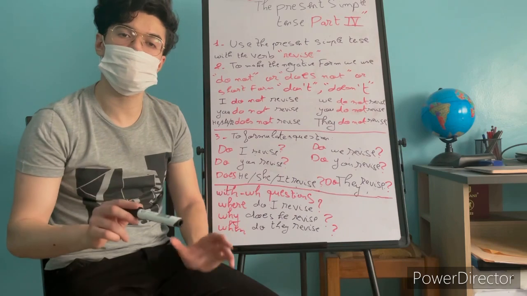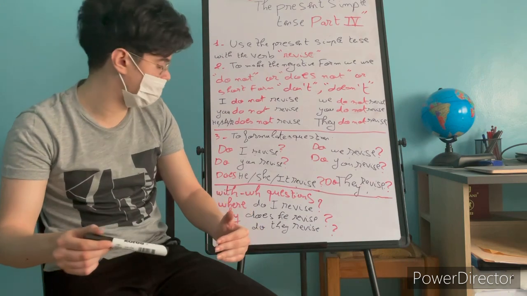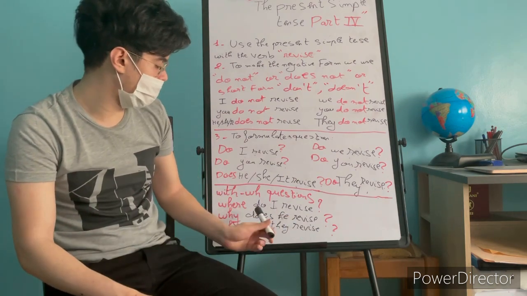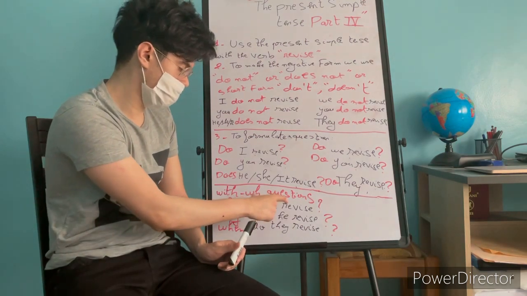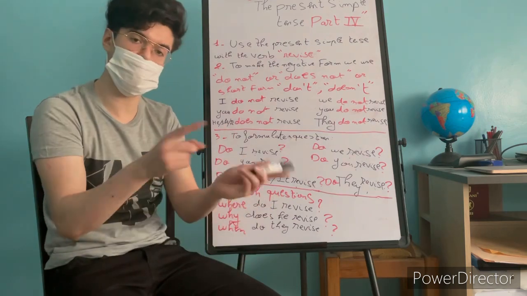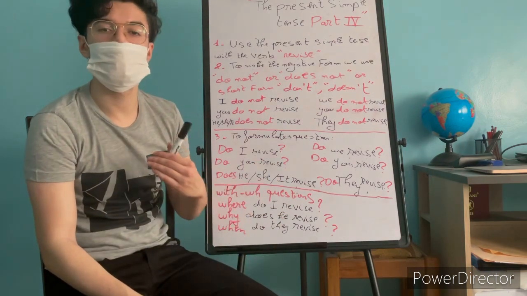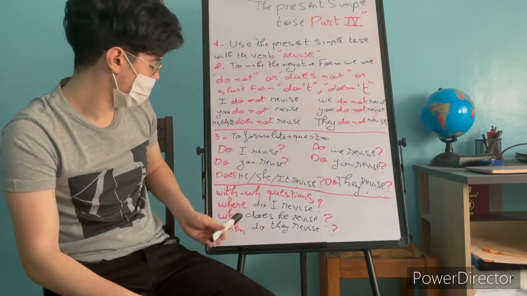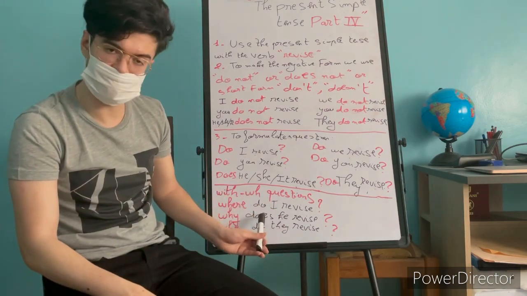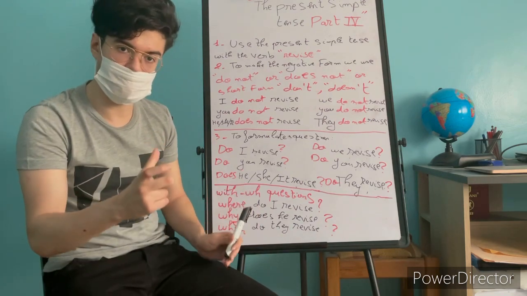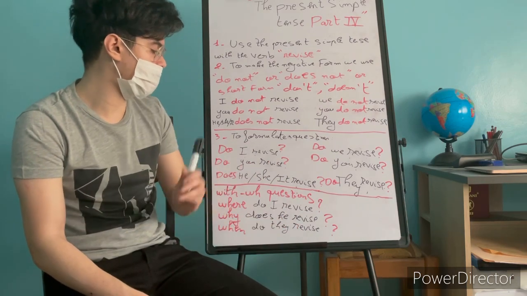Now for WH questions, it's very simple. We're going to see it right now. Where do I revise? We have the WH question word where, plus do, plus the inversion between do and the subject I. Where do I revise? Why does he revise? In the third person singular, do changes into does, and the inversion between does and he. Why does he revise? And when do they revise?